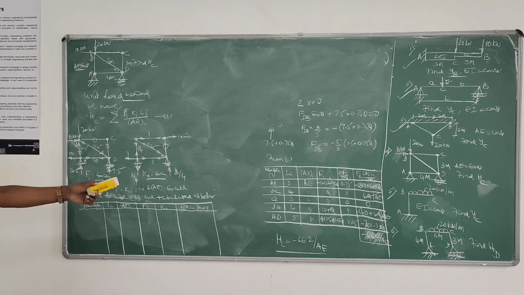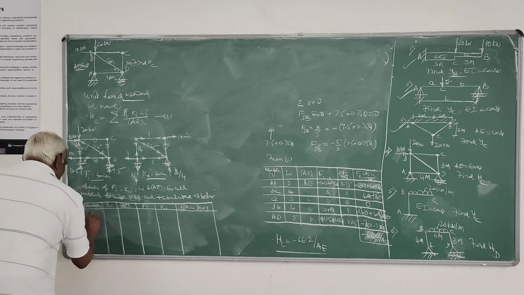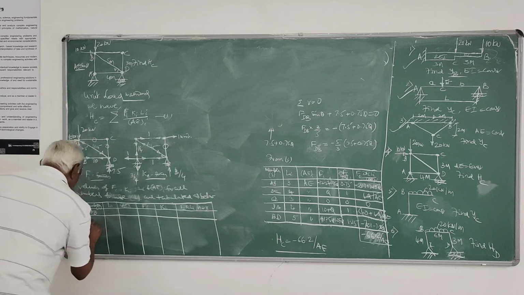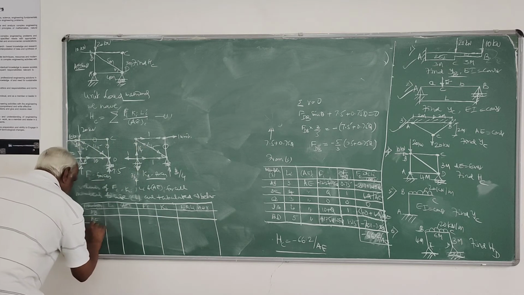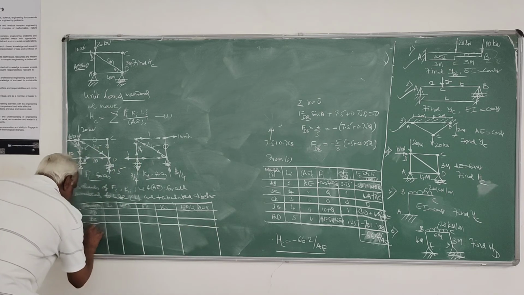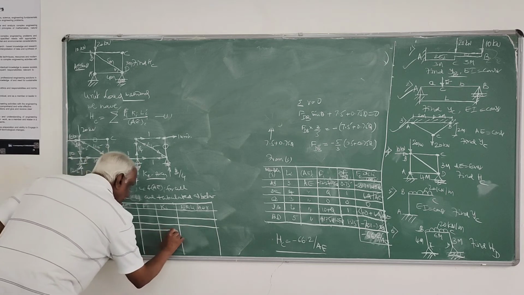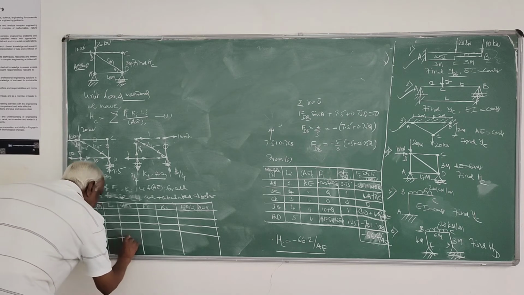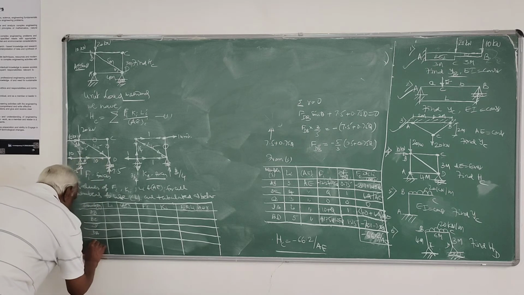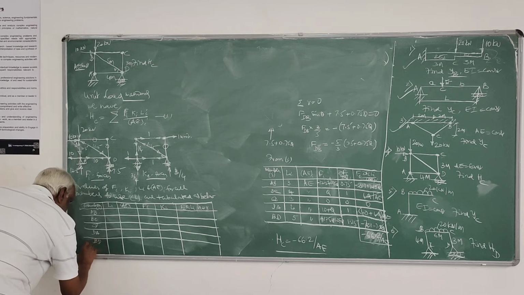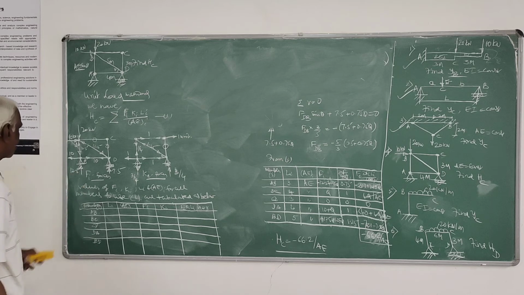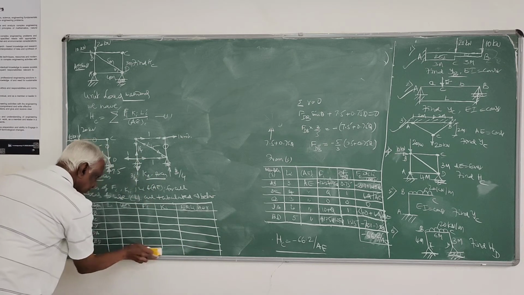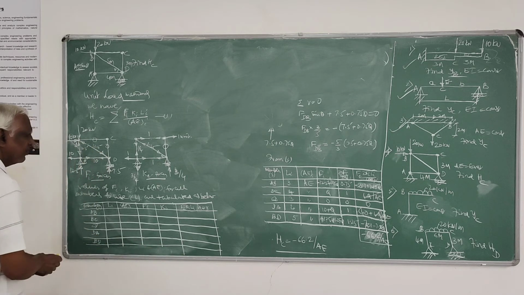So let us compare side by side. Member AB, member BC, member CD, member DA, then BD. This is the final one, where you have to find the sum.